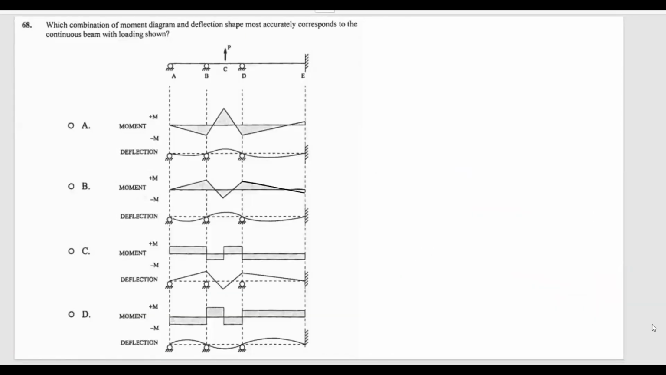So today I have a moment diagram and a deflection diagram, and we're going to have to figure out which one is the correct one. The problem says, which combination of moment diagram and deflection shape most accurately corresponds to the continuous beam with loading shown?